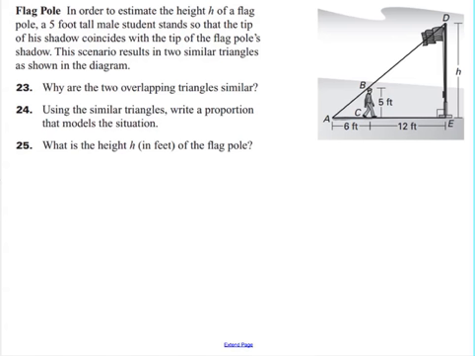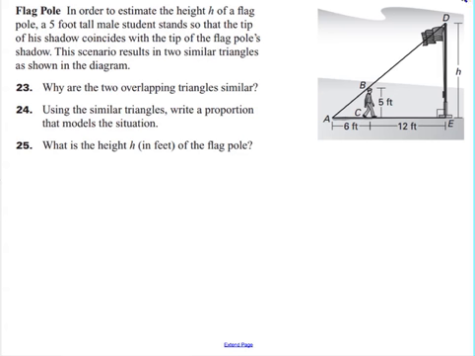Last problem for us, it says in order to estimate the height of a flagpole, a 5-foot tall male student stands so the tip of his shadow coincides with the tip of the flagpole's shadow. This scenario results in two similar triangles and is shown in the diagram. You probably did something like this in Algebra 1 class a while ago. It is a similarity problem. It is an Algebra 1 type problem. But first question, why are the two overlapping triangles similar?